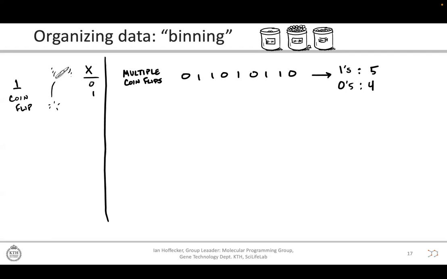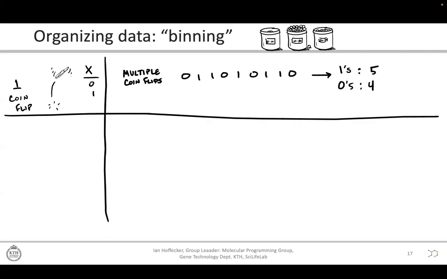So we basically have 2 bins or buckets, one for the ones, one for the zeros. And we've counted up all the ones. We see that there are 5 in this particular experiment and 4 zeros in this experiment as well. And this is one way that we can use to simplify or describe this data a little bit.